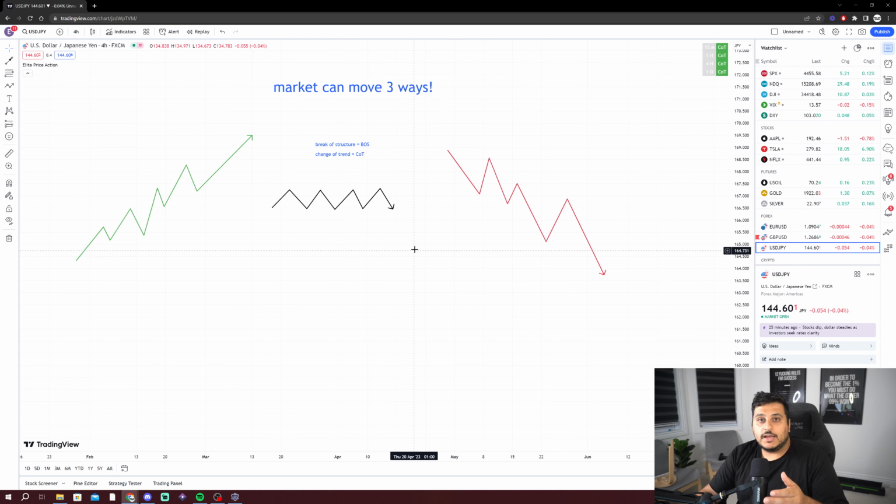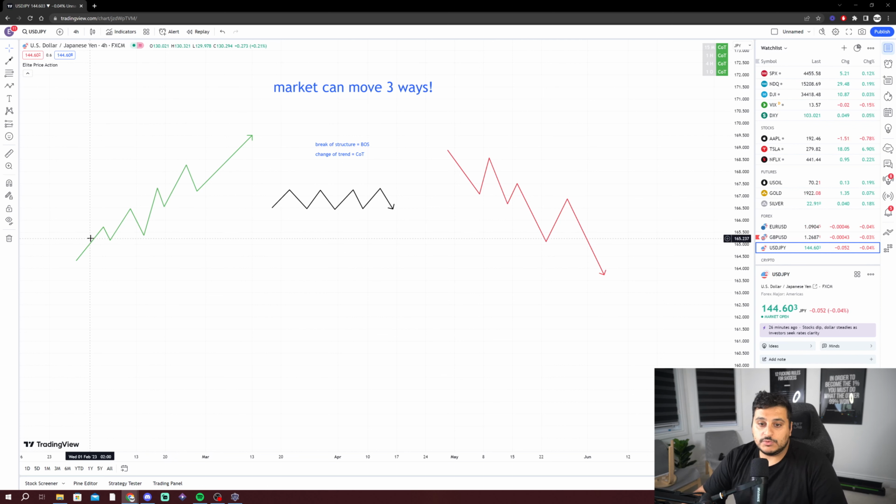Okay, so I want you guys to pay attention to my screen right now, and I want you to understand that the market can move only three different ways. You have what you call an uptrend, you have what you call a range, and you have what you call a downtrend. This is very important to establish very early on: what kind of trend your market is currently in. So how do you know if the market is in a bullish position? Well, that's honestly very simple.